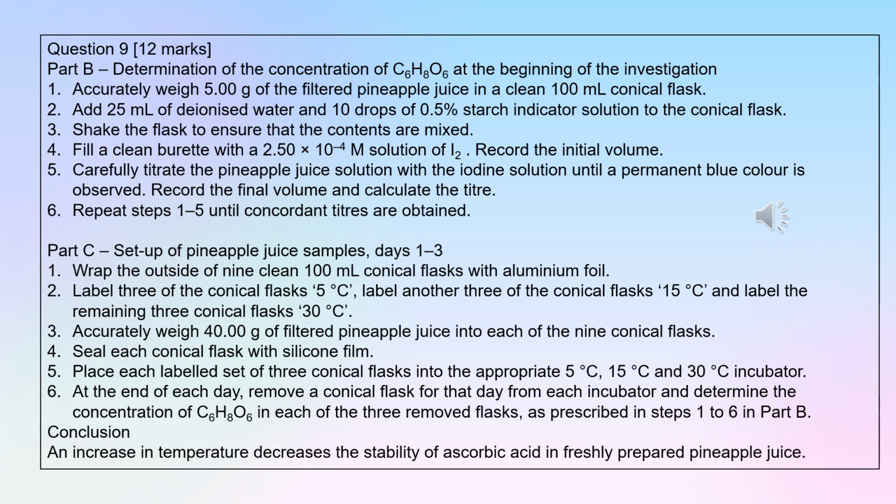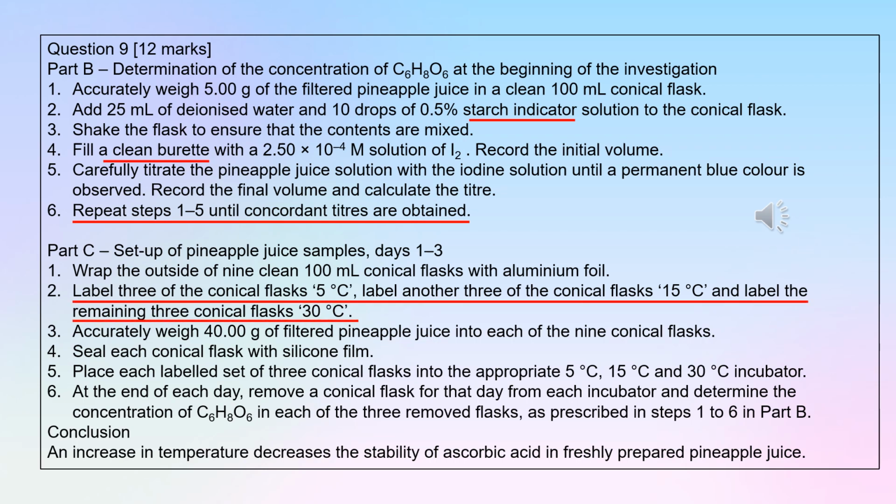The indicator is starch, and a clean burette is used. Repeat steps until concordant titers are obtained. Juice samples are placed at different temperatures for 3 days. During these 3 days, we take the sample and measure the concentration of ascorbic acid every day. Finally, we conclude that an increase in temperature decreases the stability of ascorbic acid in freshly prepared pineapple juice.